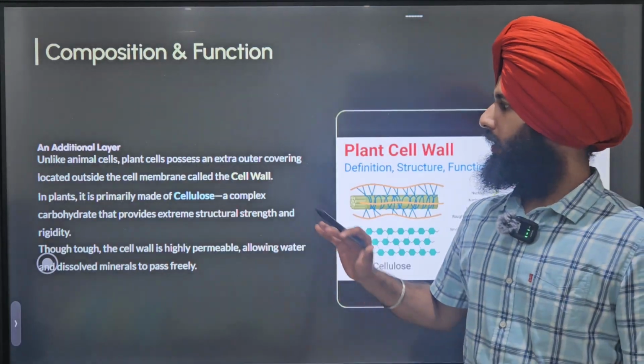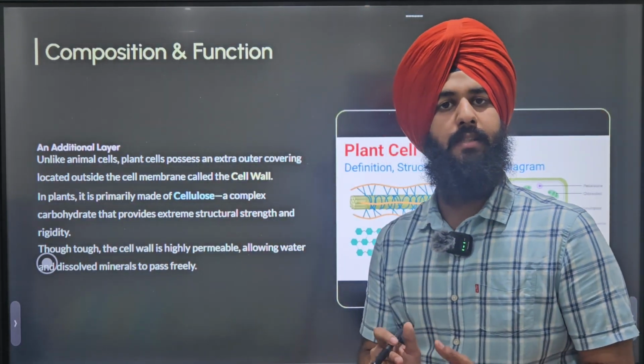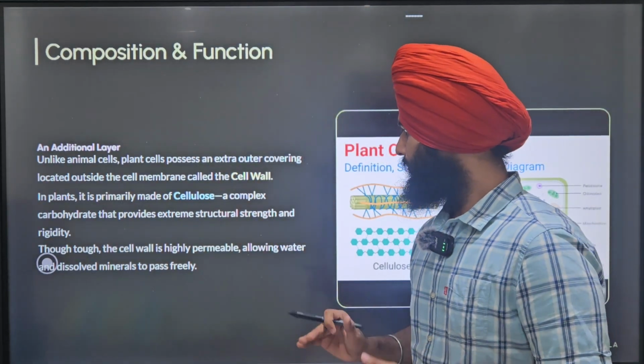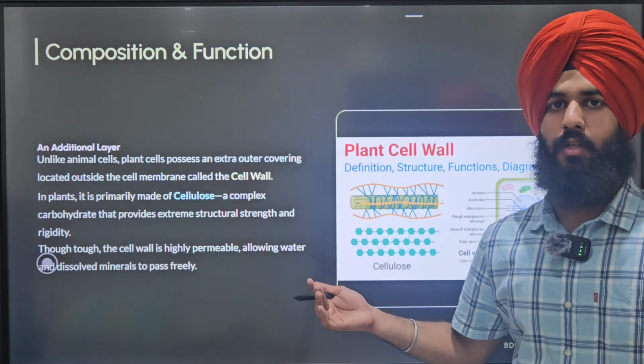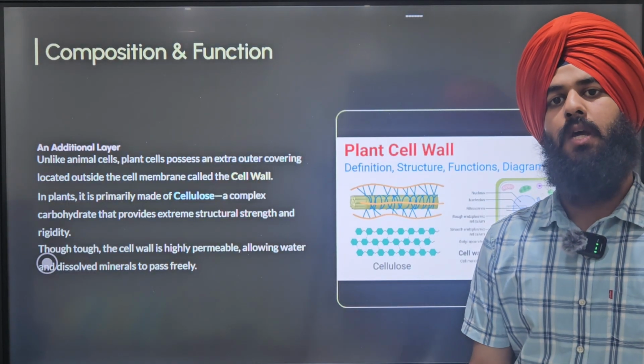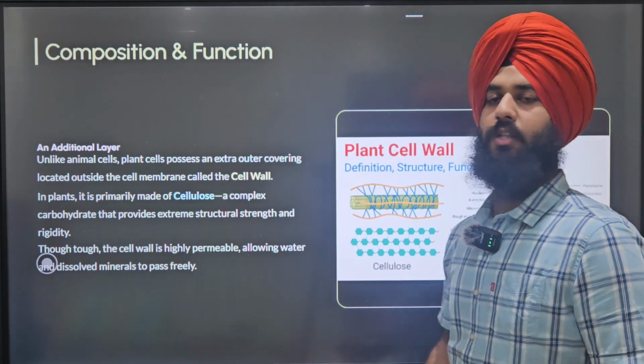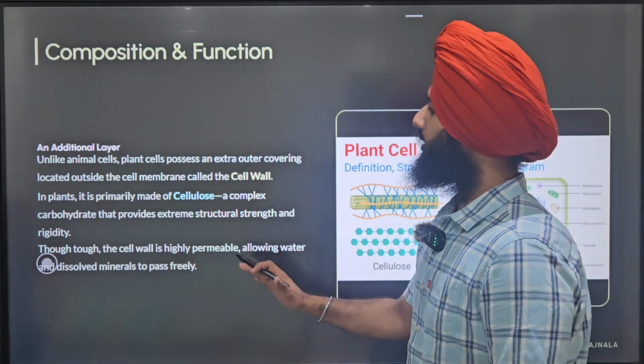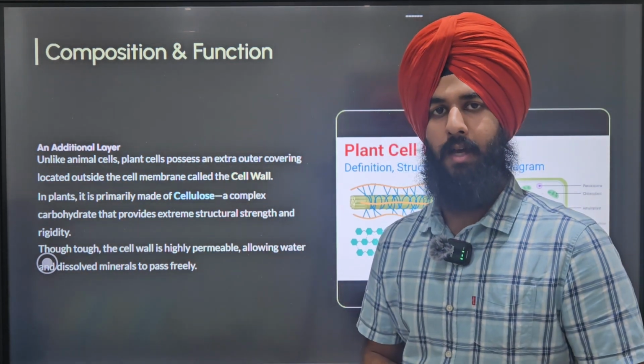Another aspect of this is that these cells are very rigid and they provide the plant its rigidity. This cannot be the case with animals. If animals were rigid, they could not move around, right? So this is another reason why it is not present in animals.